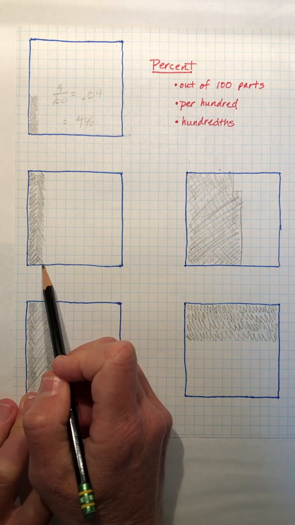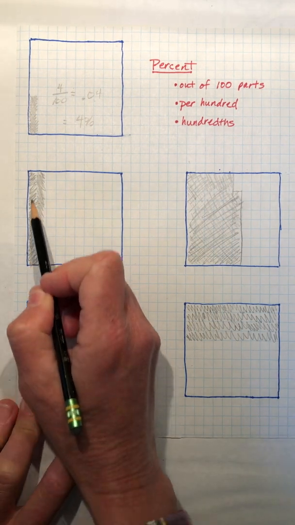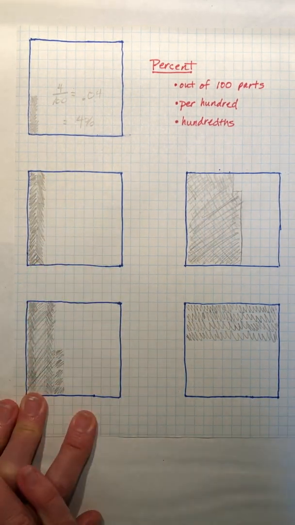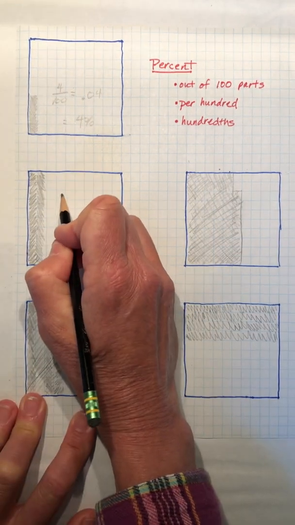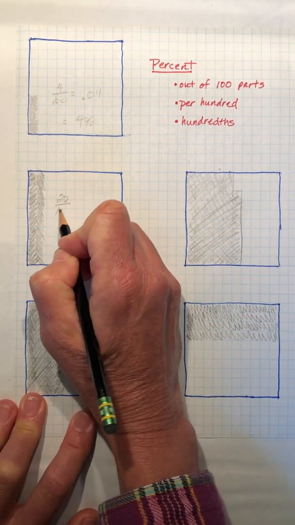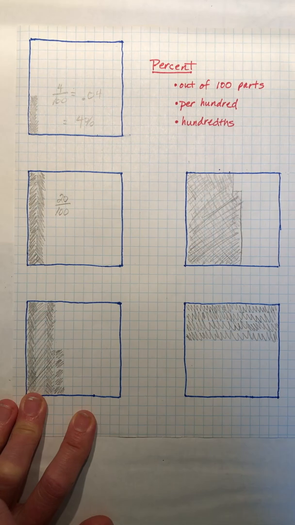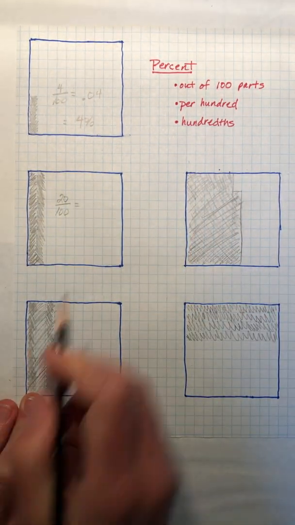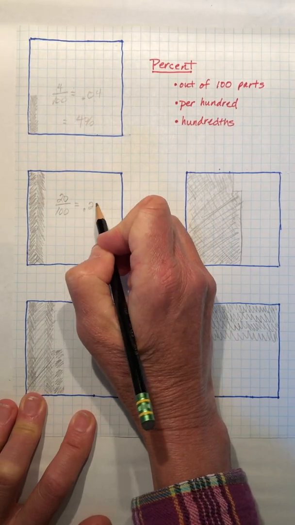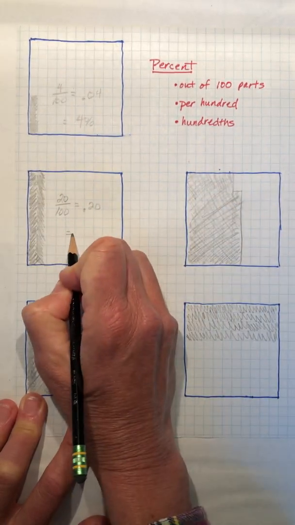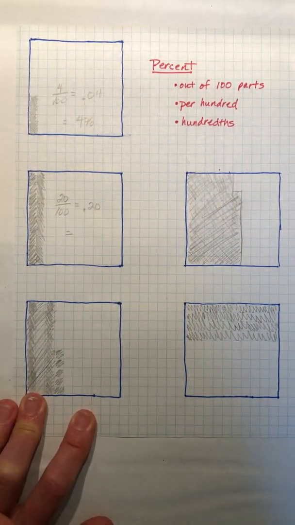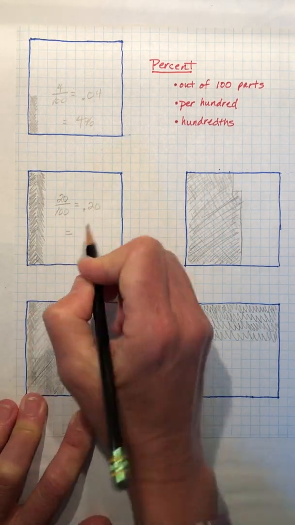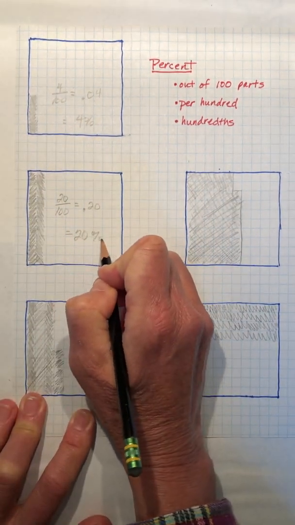Let's take a look at this one. Well, this has 2 whole rows of 10. So that will be 20 out of 100. That's 20 hundredths as a fraction. And the way we write 20 hundredths as a decimal is like this. And this is all the same as 20 out of 100 is 20%.